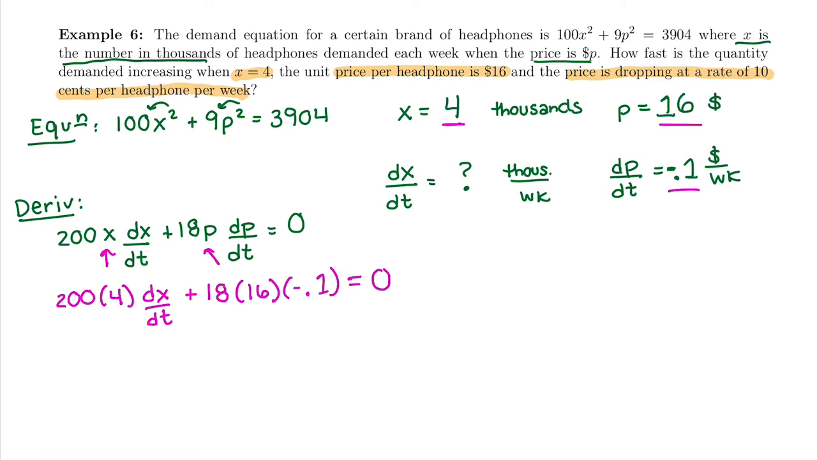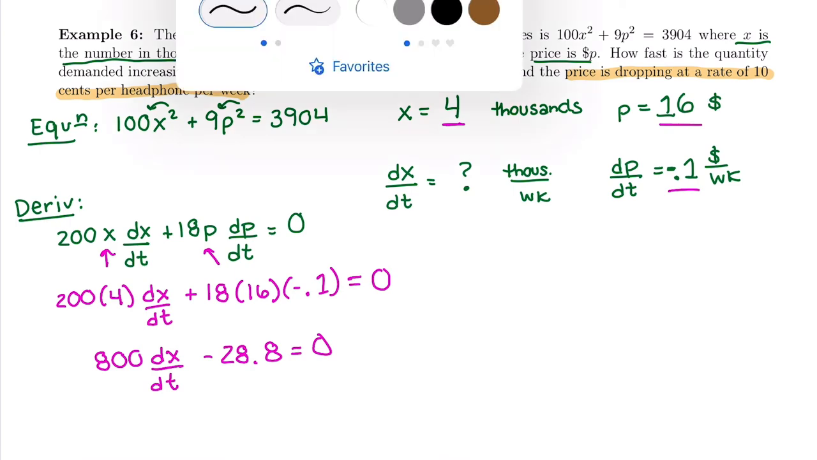So I need to multiply out on both sides. So on the left side there, I have 200 times 4 gives me 800 dx dt. And then I have to do 18 times 16 times negative 0.1. And that gives me negative 28.8. I'm setting that equal to 0. And we're going to solve it like a linear equation, like it's an mx plus b. So we want to get that dx dt on one side by itself. So first thing we can do is add that 28.8 over.